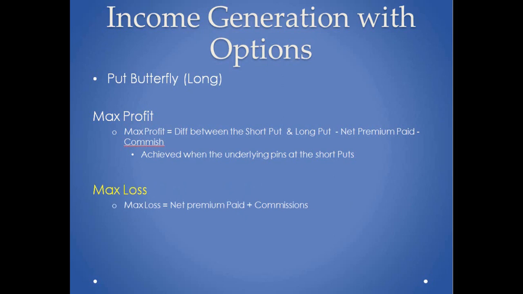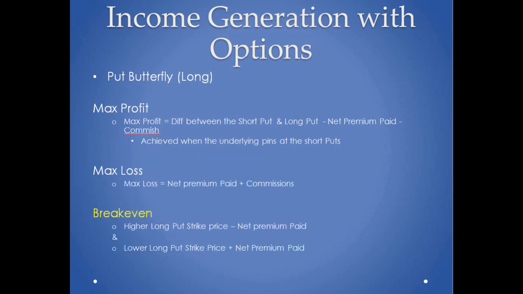The max loss, well, the max loss is always our net premium paid plus the commissions. Anytime you're long or you pay a debit, you are locking in your max loss. And the break even is the higher long strike price minus the net premium paid, or the lower put strike price plus the premium paid.